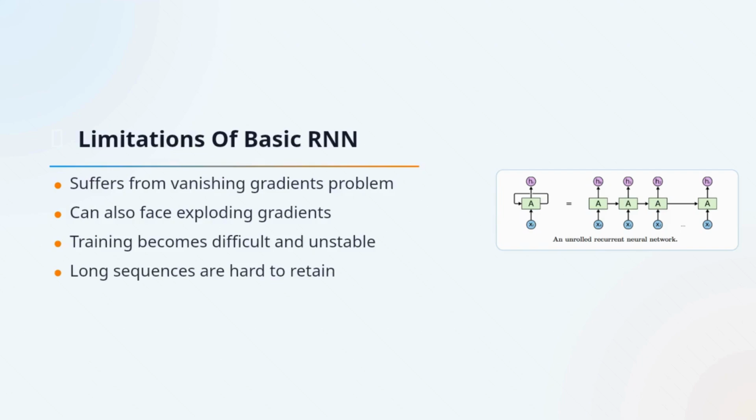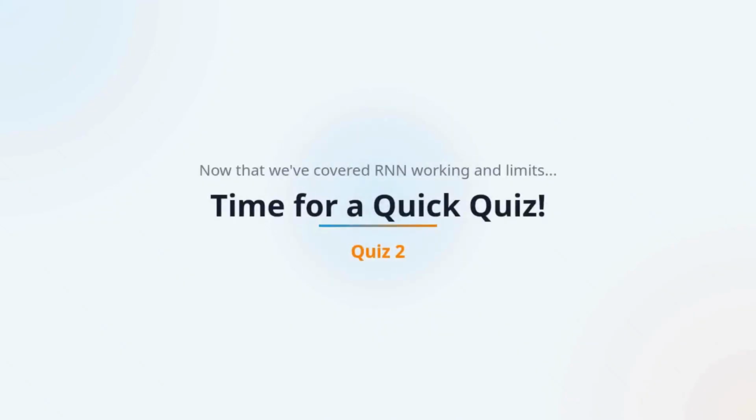So that covers the core strengths and weaknesses of standard RNNs, and it sets up why LSTM was introduced. Now that we've covered RNN working and limits, let's test what we've learned so far. Here's quiz number 2. See if you can get it right.